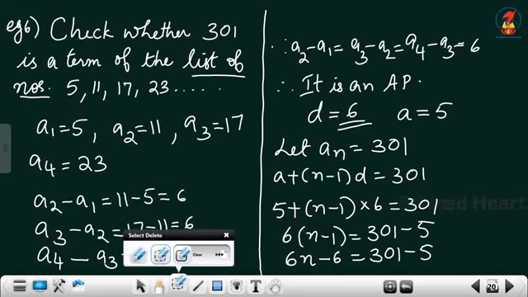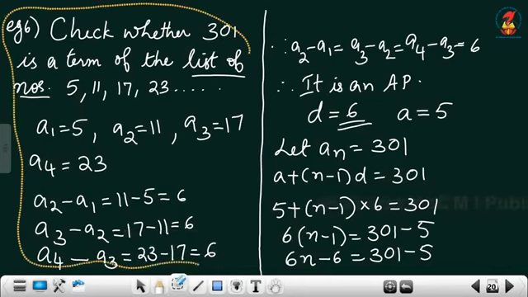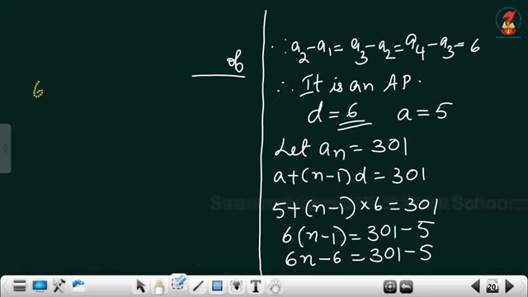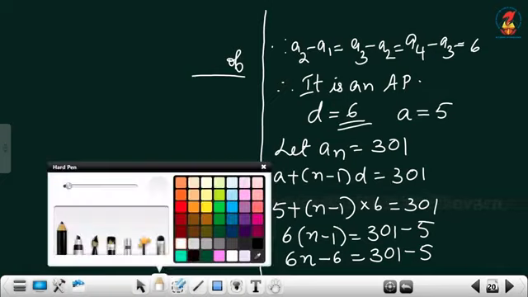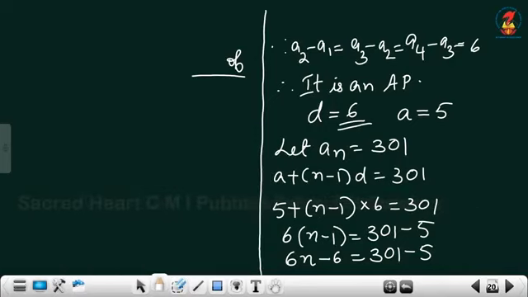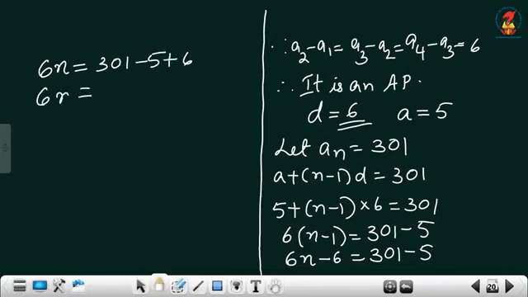This way also you can do. So 6n is equal to 301 minus 5 plus 6. So it is 302. 6n is equal to 302. So n is equal to 302 divided by 6. You can cancel with 2.